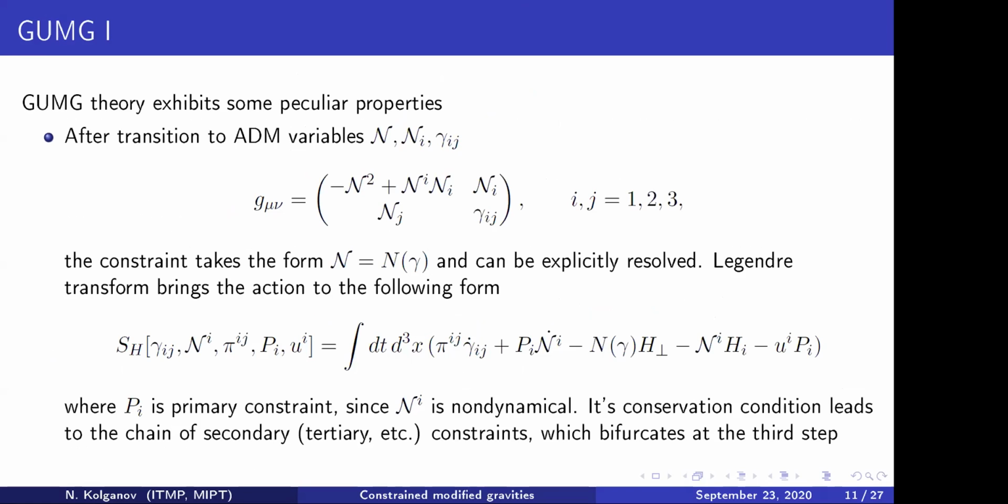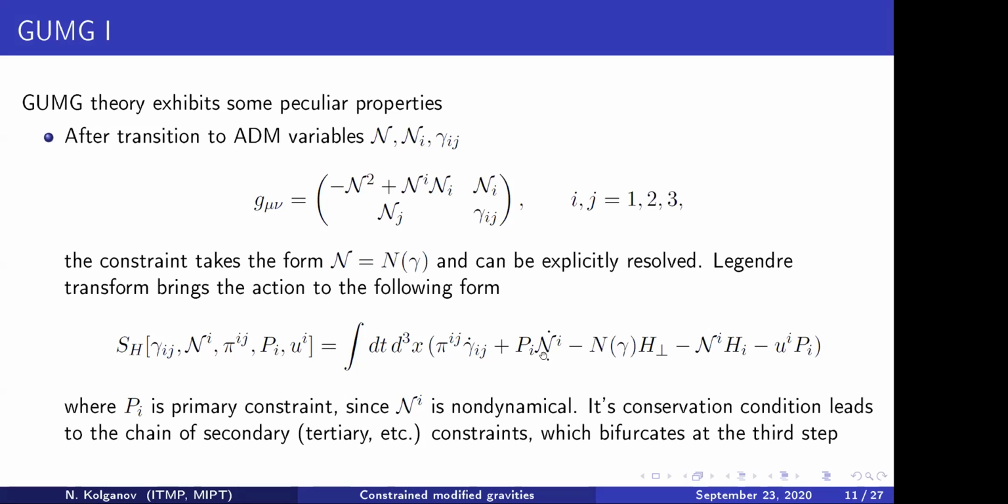Let me briefly discuss our previous works on generalized unimodular gravity in a non-covariant setup. Generalized unimodular gravity exhibits some remarkable properties. After a transition to ITMP 3+1 variables, after resolution of the constraints and after Legendre transform, the total Hamiltonian action takes the following form.